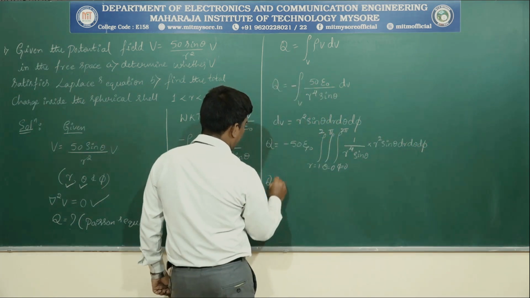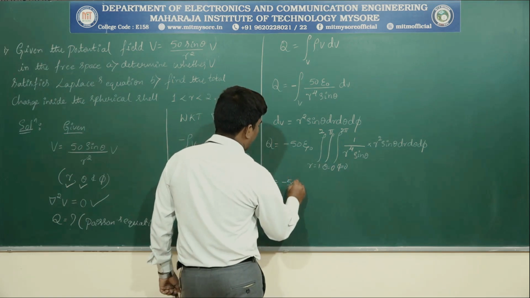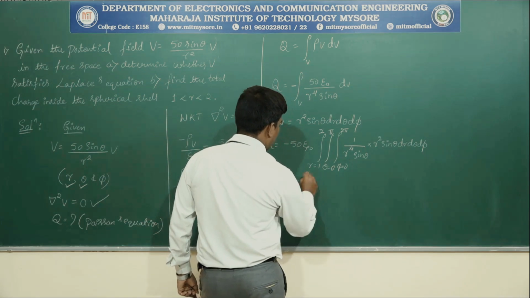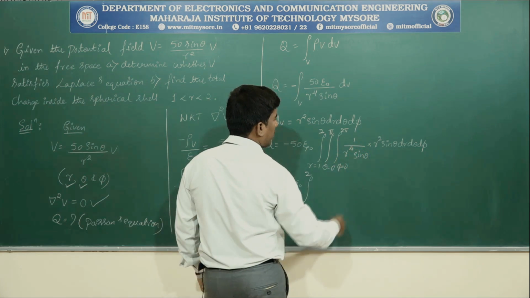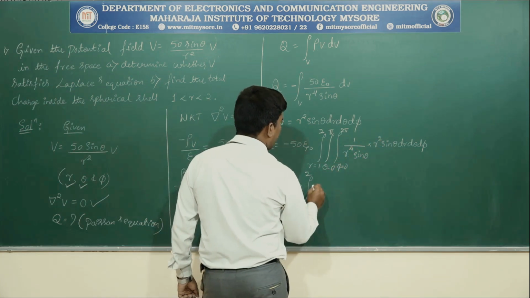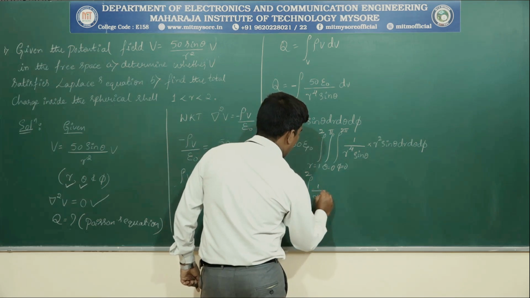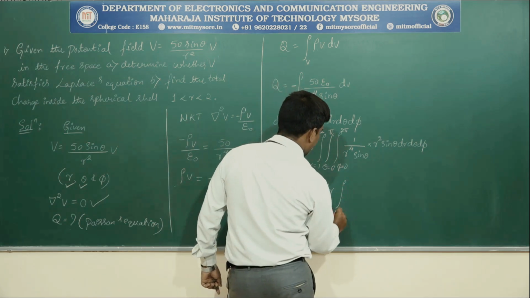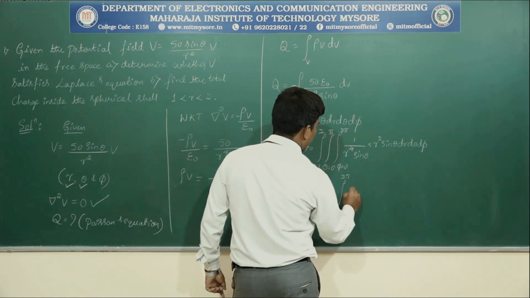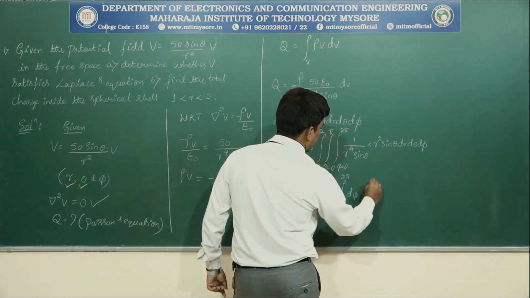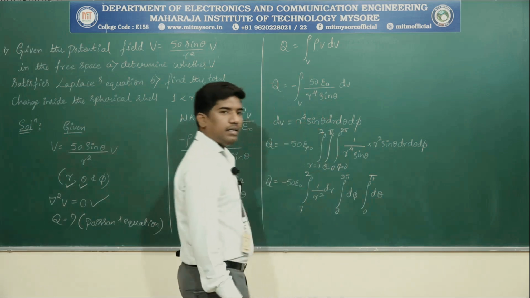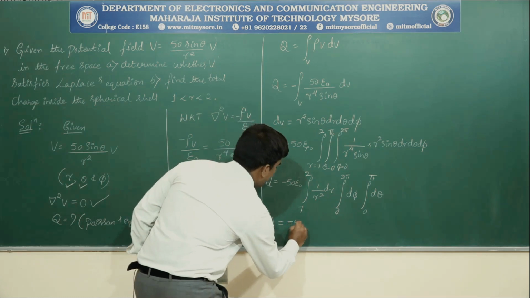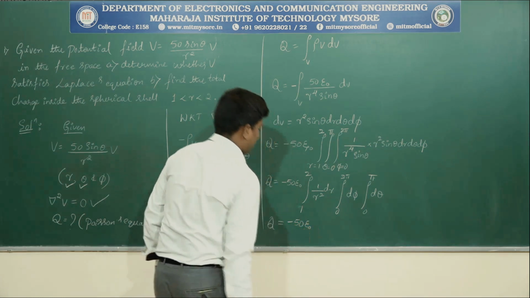If we try to rewrite that equation, Q is equal to minus 50 epsilon naught integral of r from 1 to 2. See, r square and r power 4 get cancelled, sin theta and sin theta get cancelled. We are left with 1 by r square into dr, integration from 0 to 2 pi into d phi, 0 to pi into d theta, right? So after integrating this, Q is equal to minus 50 epsilon naught.